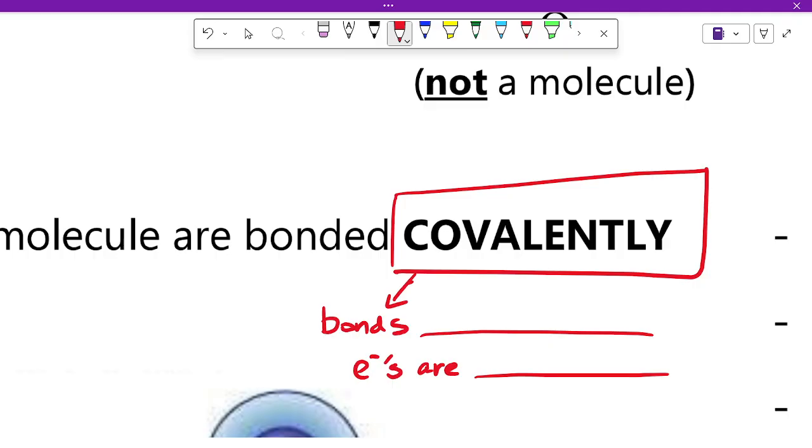So if we have a covalent bond, what do they bond together? What kind of elements? Nonmetals. And metalloids. And what happens with the electrons? The electrons are shared.